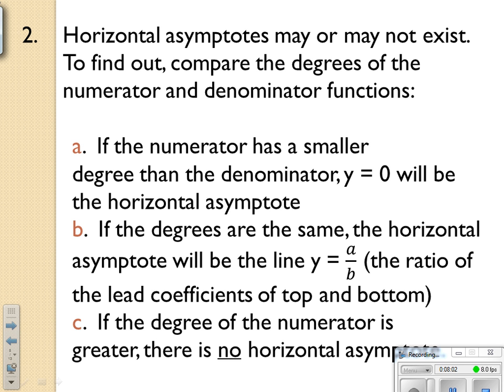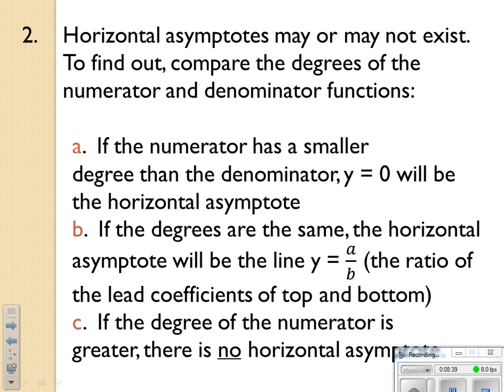Horizontal ones, okay, so now we're finally back to that. To determine horizontal asymptotes, you're going to look at the degree of both the numerator and the denominator of your function. A, if the numerator has a smaller degree than the denominator, y equals 0 is going to be your horizontal asymptote. Remember, the y equals 0 line is your x-axis. So the x-axis will be a horizontal asymptote. Your graph is not going to cross it.